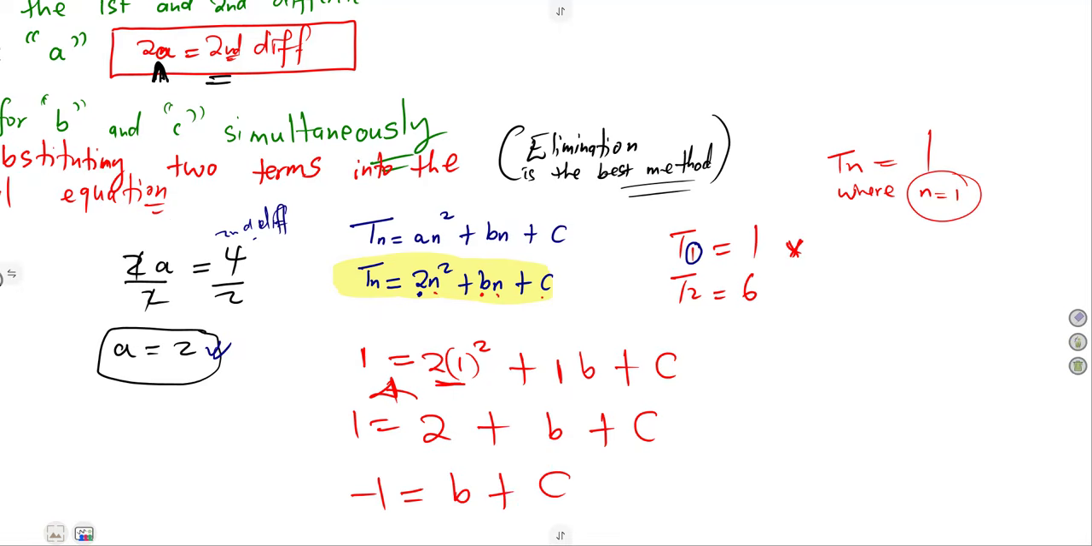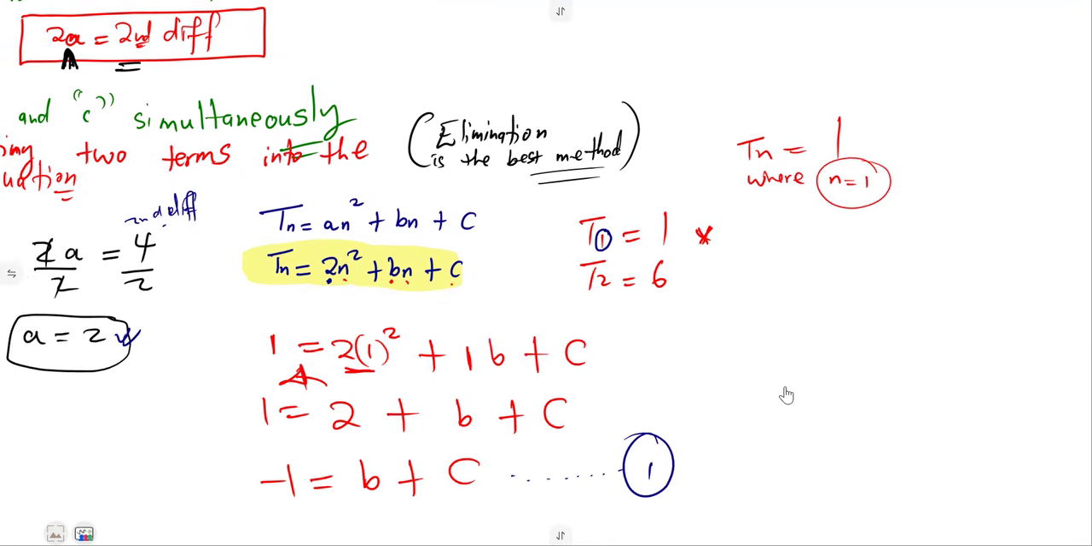As we can see, we have got 2 unknown values, b and c. It's an equation that you have formed there, with 2 unknown values at the same time.